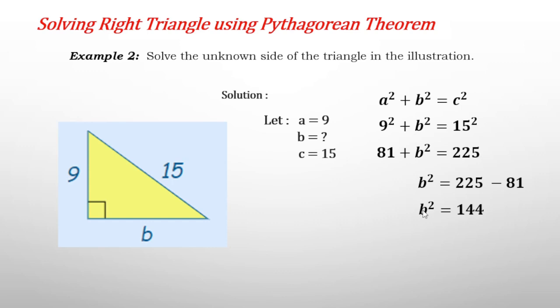Take note that we are only looking for B, not B squared. So in order to omit the square of B, we are going to extract the square root of both sides. B squared becomes the square root of B squared, then the square root of 144. Simplifying, the square root of B squared is B, and the square root of 144 is 12. Then we can say the measure of the other leg of the right triangle in the illustration is equal to 12.